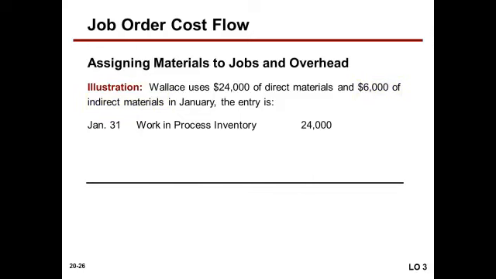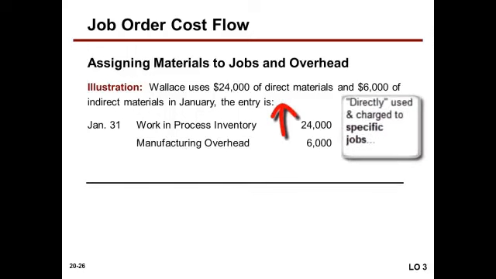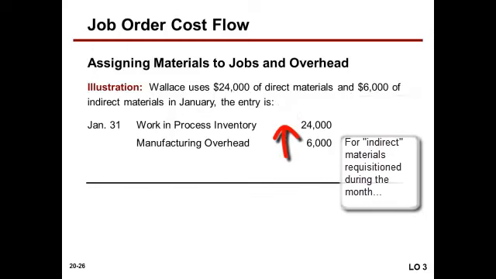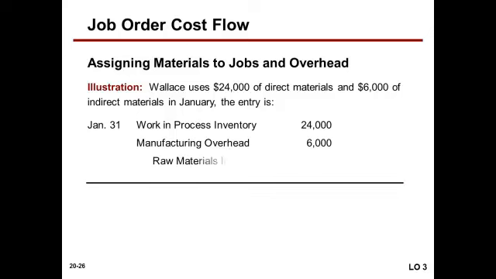The entry is debit work in process, $24,000 for the direct materials, increasing that inventory account. Debiting manufacturing overhead for $6,000, increasing that account. That's for the indirect materials. Indirect materials cannot be traced to a specific job, so it goes into an overhead account to be later applied to work in process. Crediting raw materials inventory, $30,000. We have one generic account here. In practice, there'll be several raw material accounts corresponding to different materials.